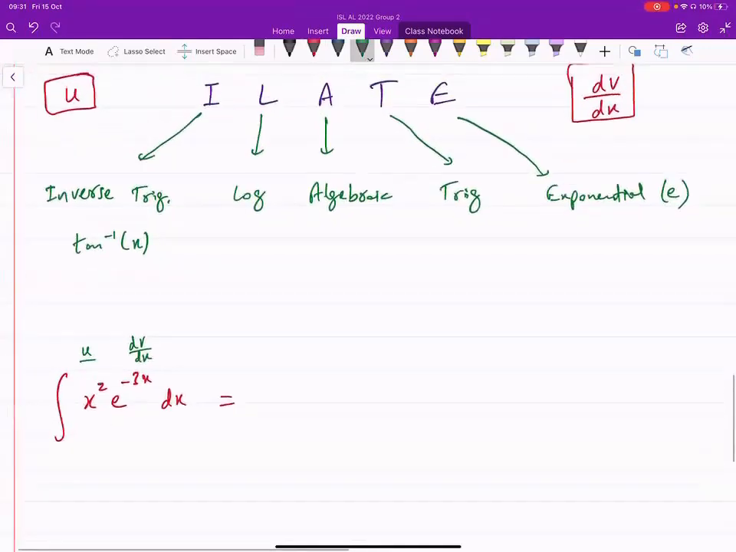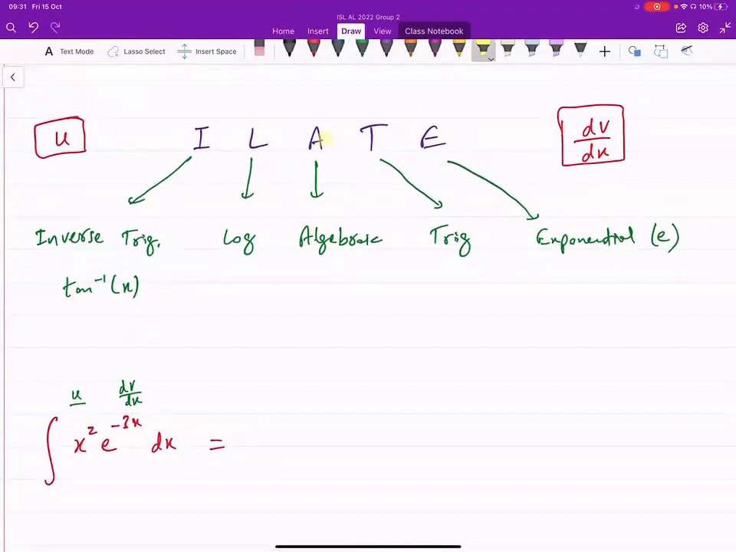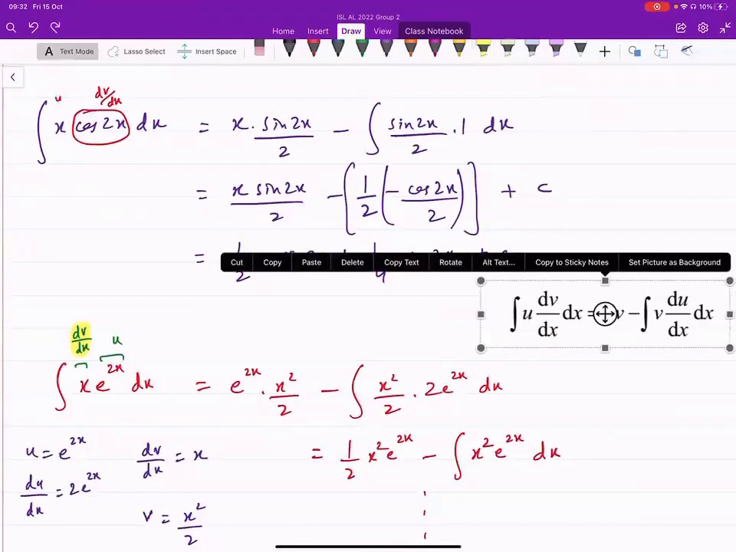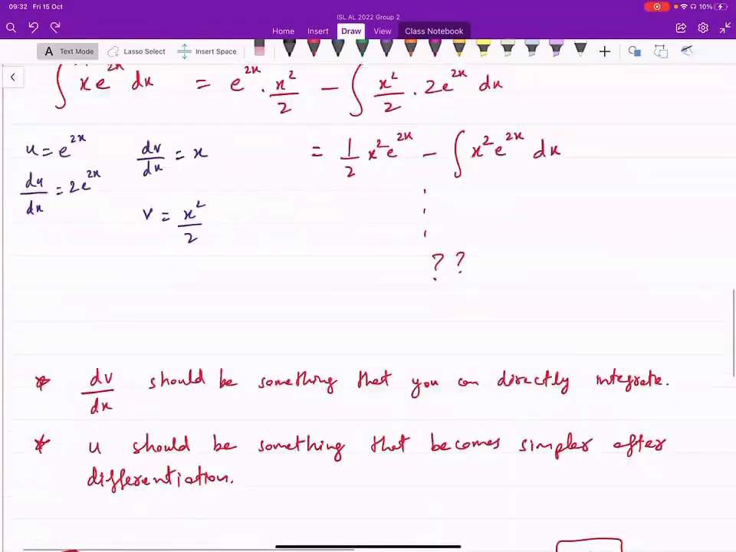x square is algebraic, so it comes on the left. e is exponential, so it comes on the right. We assumed x square as u and e to power -3x as dv over dx. Is that okay? Now we will have the formula in front as usual. This is the formula that we have.